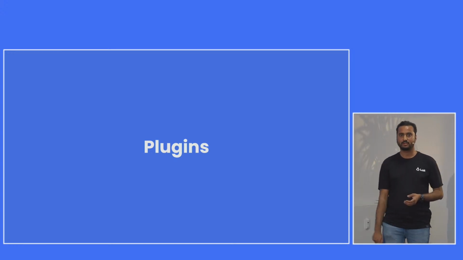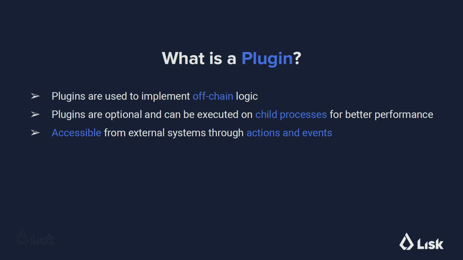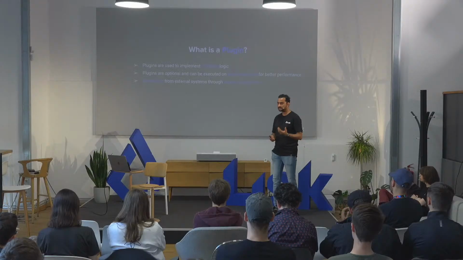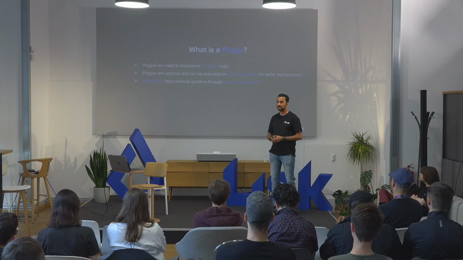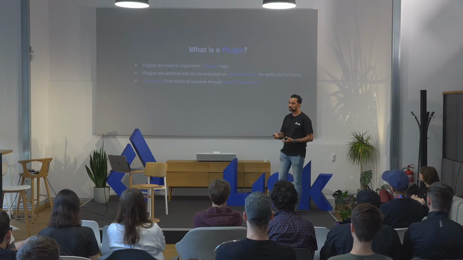Now talking about plugins, which is the off-chain logic. Like I said, plugins are optional to run. And to have better performance, we have the ability to also run them in child processes. All you have to do is configure it in your config file. And these are accessible through actions and events for external systems.